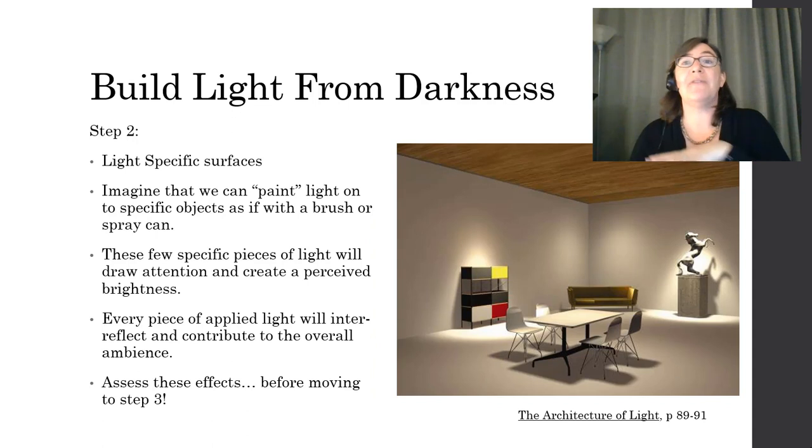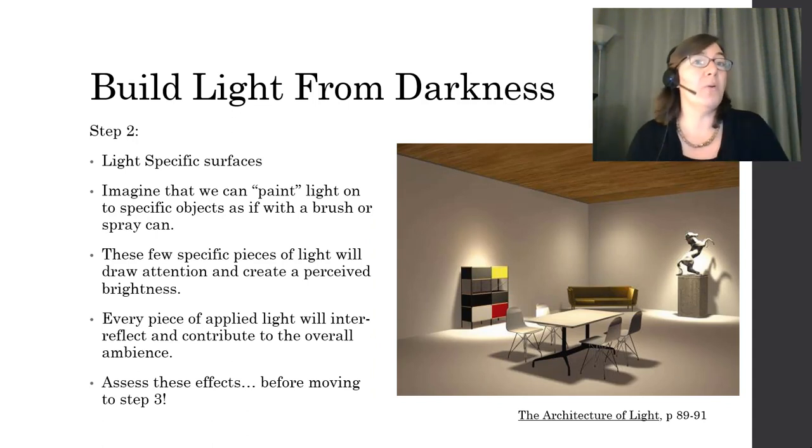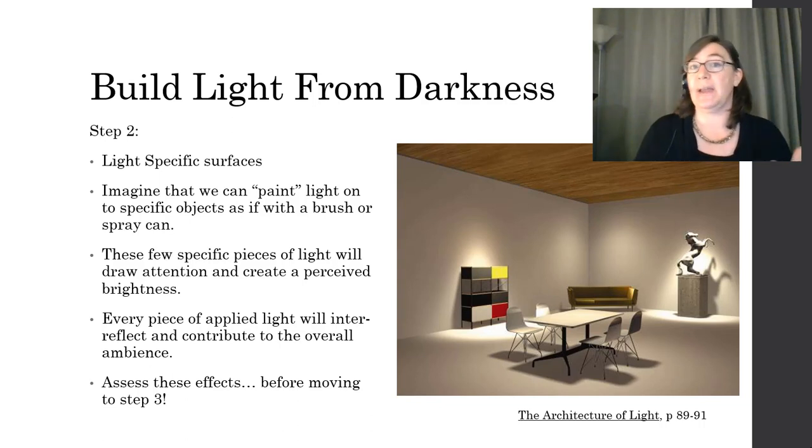All right, so you have taken a look at your room in complete darkness, and you have identified the program of your lighting design, which items need task lighting or accent lighting. And now step two is to light it up, light some specific surfaces in your room. You're going to imagine you can paint light onto the surfaces with a brush, with a spray can.